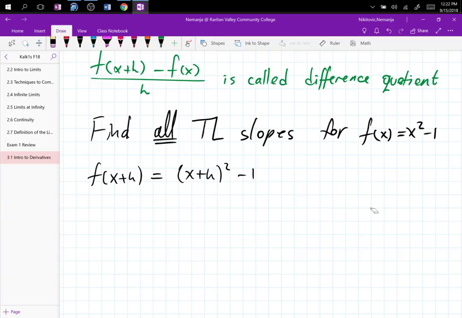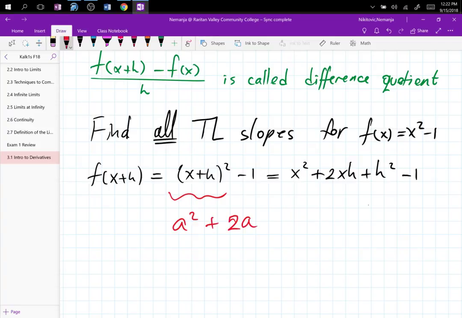Let's go. x squared plus 2xh middle term plus h squared minus 1. This is algebra, foiled. Usually your grade withers as you forget the middle term over here, so try not to. When you are expanding a binomial, the answer is a squared plus 2ab plus b squared. So there's the middle term, and that's this puppy right here. So make sure you don't mess that up.